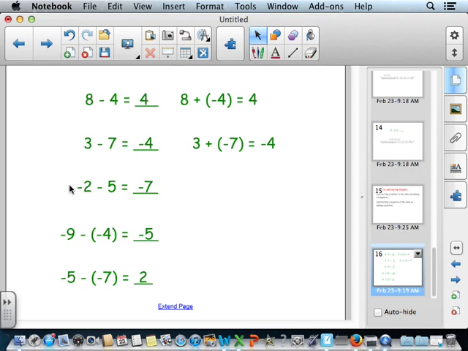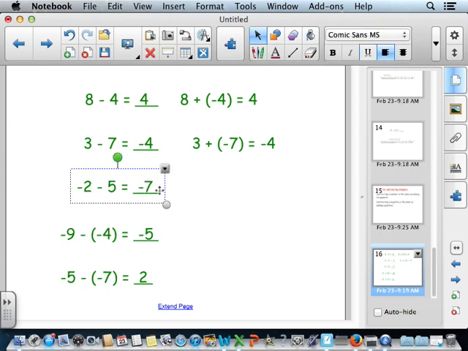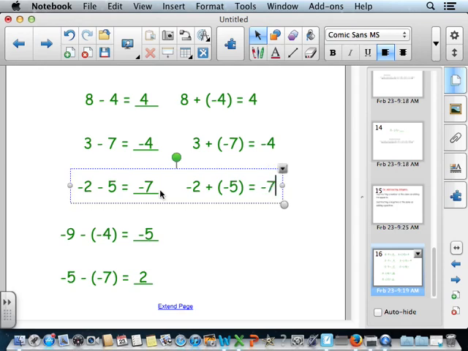Here I have negative 2 minus 5. My rule states that subtracting a number is the same as adding its opposite. So again, I can look at this as adding the opposite of 5: negative 2 plus negative 5. Now I'm adding two negatives, and I know that when I add two negatives, I can add their absolute values, and my sum will be negative. Because 2 and 5 is 7, and both of my numbers are negative, I will have a sum of negative 7.